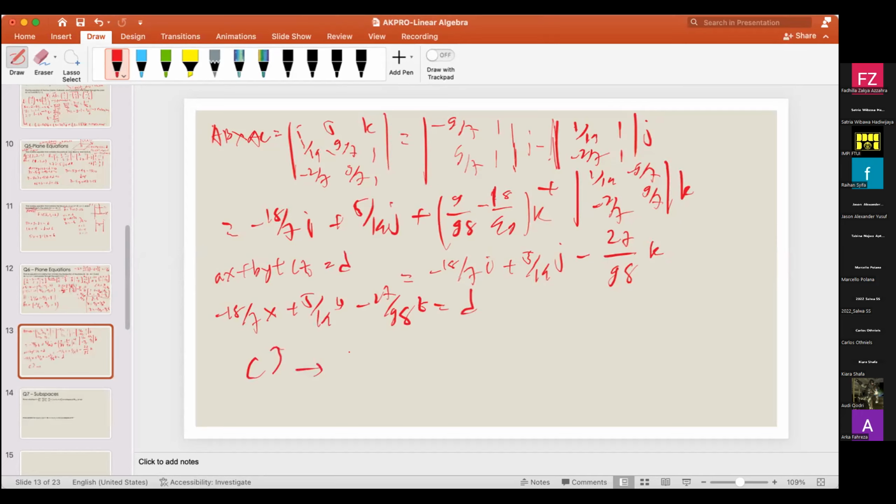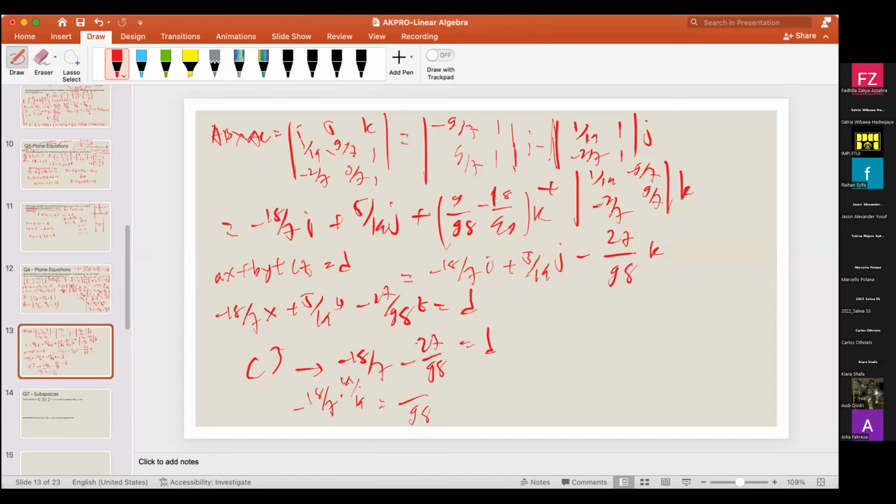Negative 18 over 7 minus 27 over 98. And this is D. And so all we have to do is just multiply negative 18 over 7 with 14 over 14. And we're going to get something over 98.